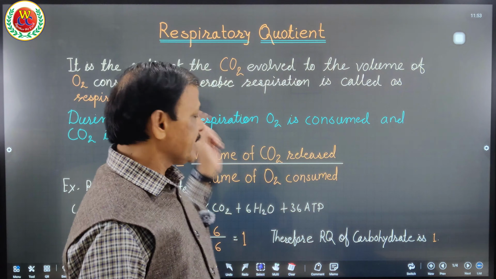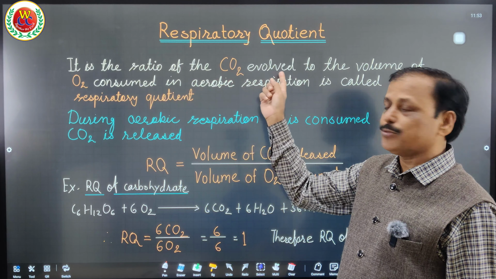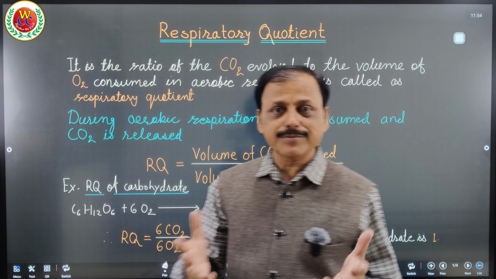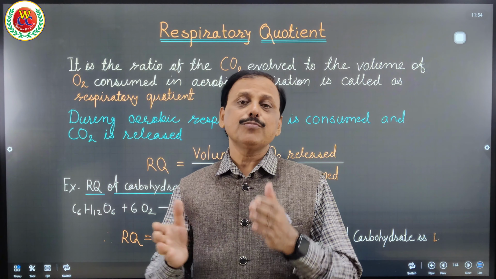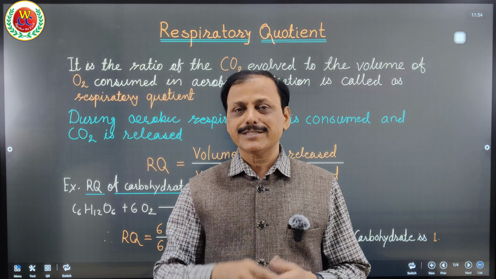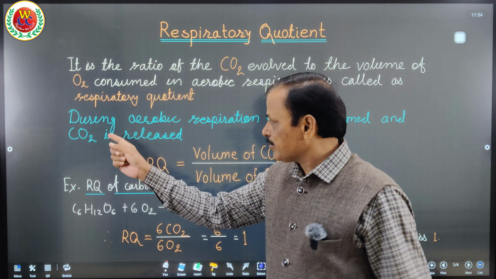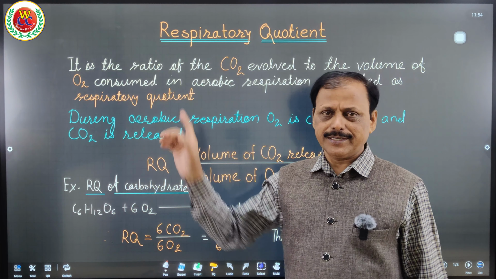What is the definition? It is the ratio of the volume of CO2 evolved and oxygen consumed in an aerobic process. Why aerobic? Because presence of oxygen means aerobic, absence of oxygen means anaerobic. So when we say RQ, respiratory quotient, it is the volume of carbon dioxide released and oxygen used, which means it has to be in aerobic respiration. Therefore, once again, the ratio of carbon dioxide released and oxygen consumed during aerobic respiration is called respiratory quotient. During aerobic respiration, O2 is consumed and CO2 is released. This is to clarify what is written in the definition.